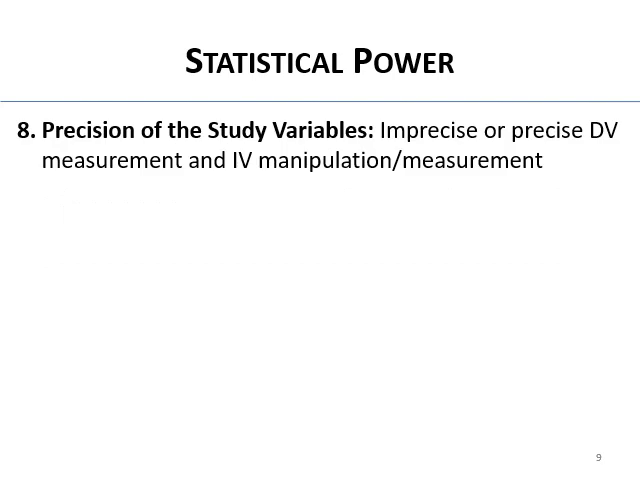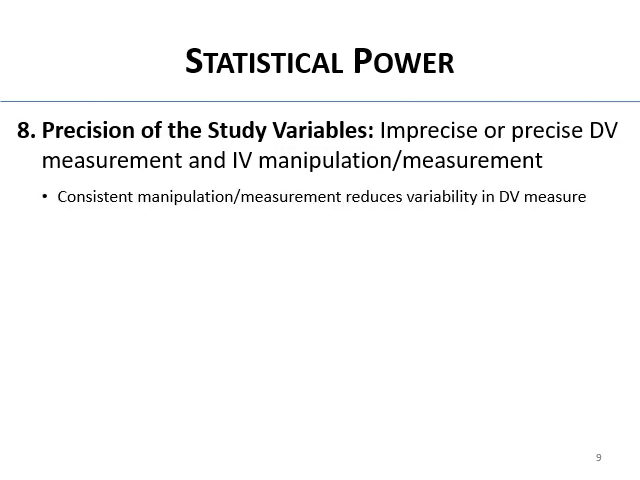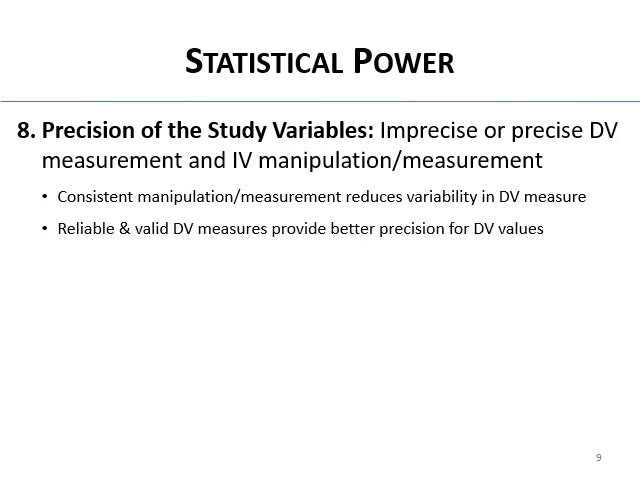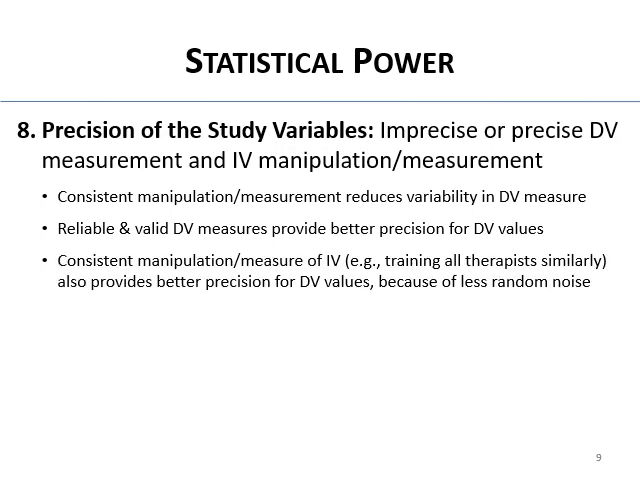Finally, precision. So how precisely did you measure things in your study? Well, this is kind of a no-brainer, but if you imprecisely measure things or you imprecisely manipulate your DV, you introduce random noise again into your study, so that's bad. So consistently manipulating or measuring things reduces your variability in your DVs, and using reliable and valid DV measures provides better precision for your DV. And consistent manipulation and measuring of your IV.